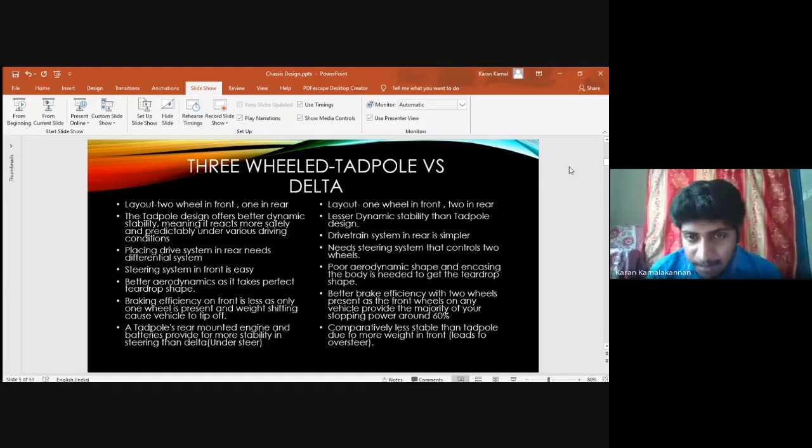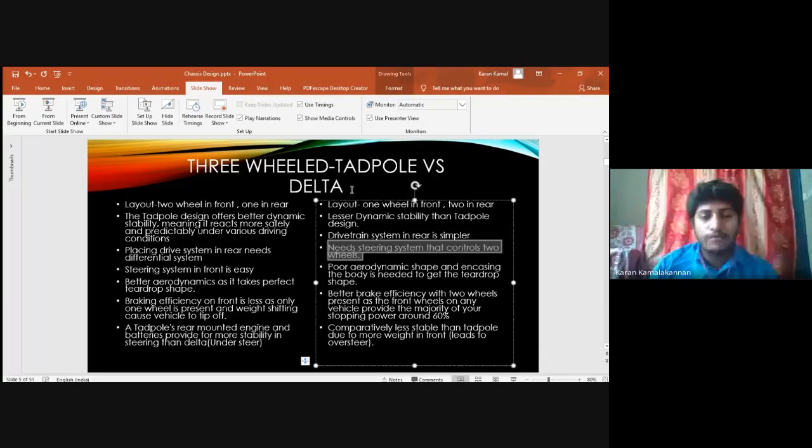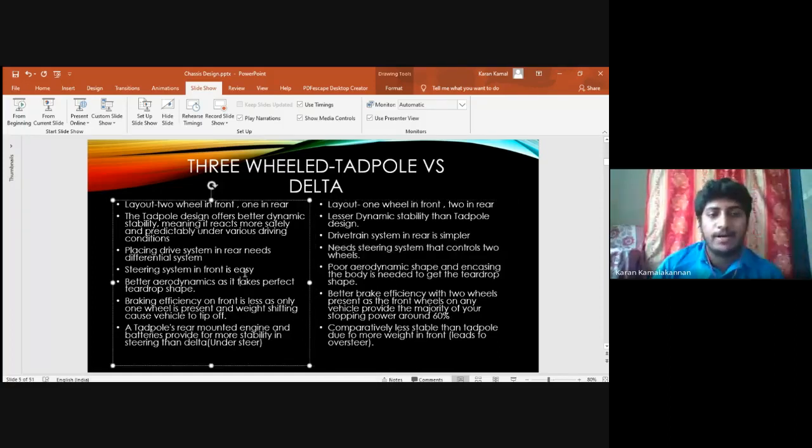So I think I have swapped it. Yes, I think we have swapped it, so that is what is creating the confusion. The steering system that controls two wheels is for tadpole, and the other one is for delta. Okay, so I think they were replaced.